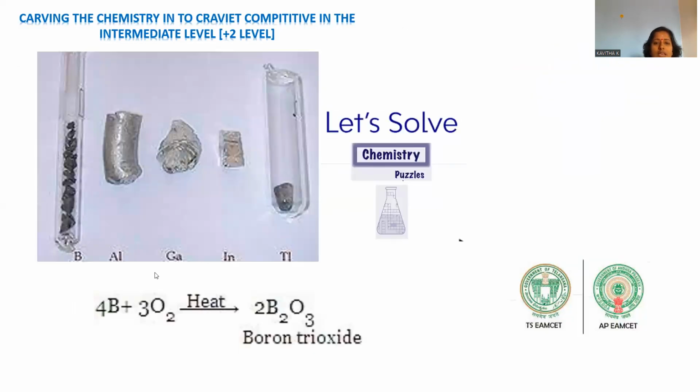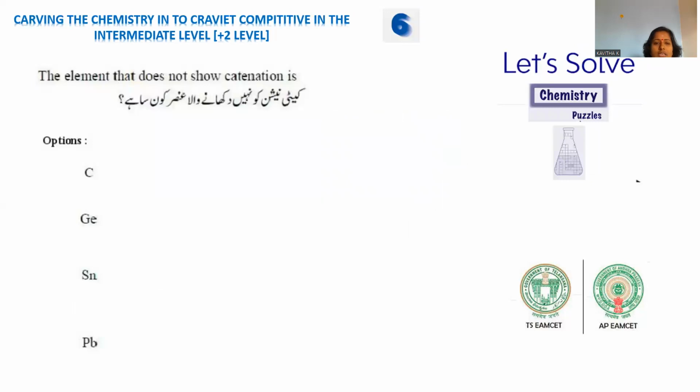Let's move on to the last question of this session. The element that does not show catenation. Catenation is the property of extension of covalent bonds with the same element. Catenation means self-linking of atoms in order to extend their chain. Chain length will be propagated by extending covalent bonds with its own element. So which does not show catenation?